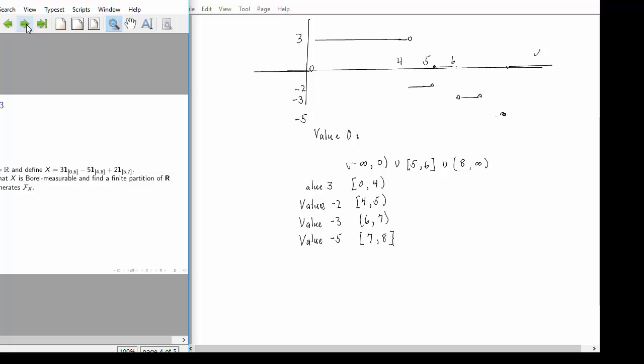And if I wanted, I could finish this off in exactly the same way as I did the previous example by writing the function x as a sum of multiples of 5 different Borel sets, indicator functions, one for each possible value of the function.